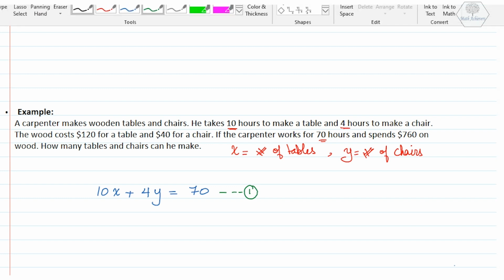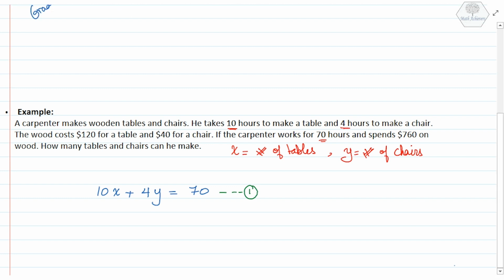Now, to form our second equation, we need to use the givens that $120 is the cost of one table and $40 the cost of one chair of wood, and the total amount spent was $760. So I repeat the same process. It's 120 times the number of tables plus 40 times the number of chairs, which is y, will be equal to the total amount spent, which is $760. And this would be my second equation.